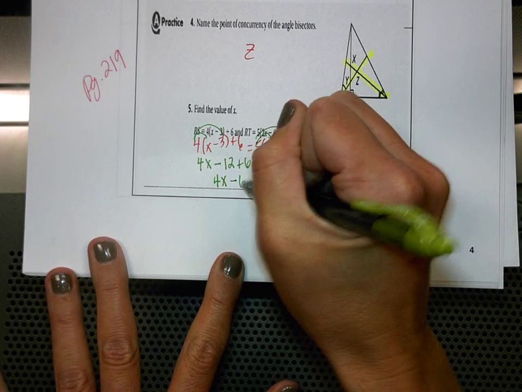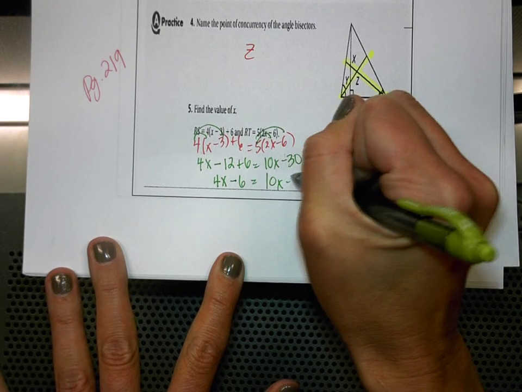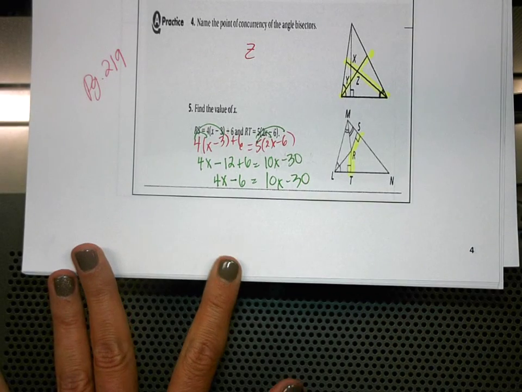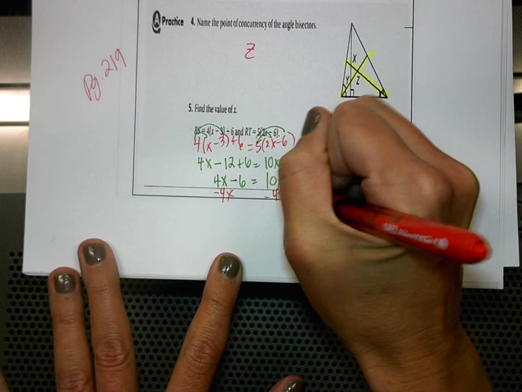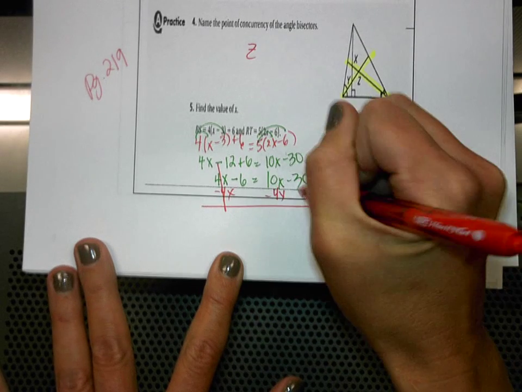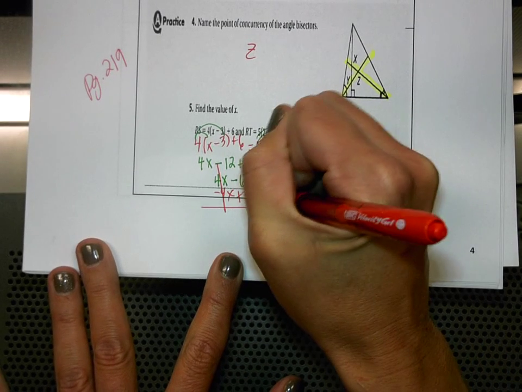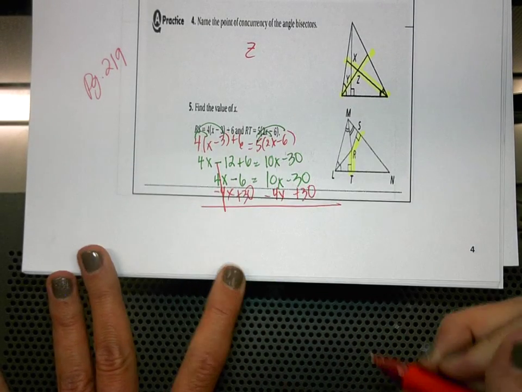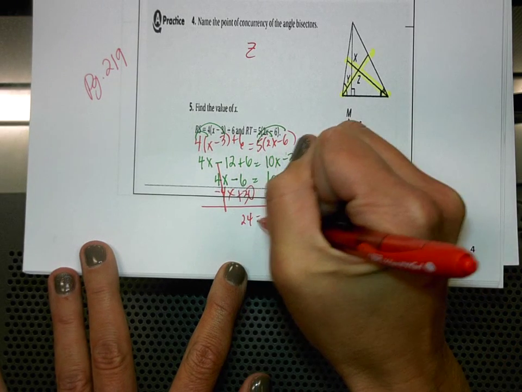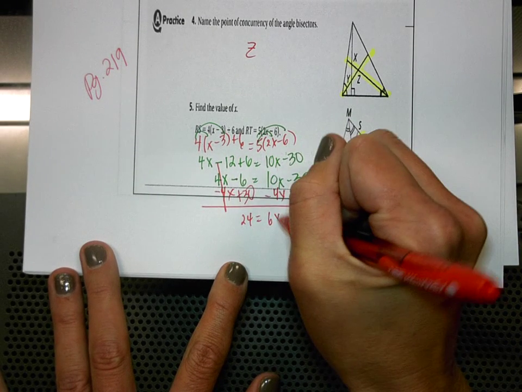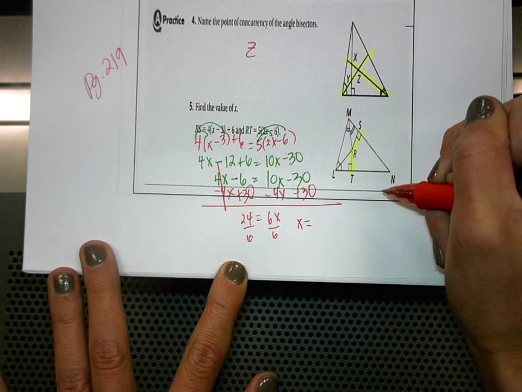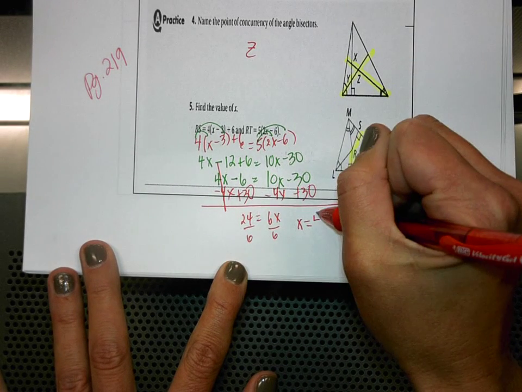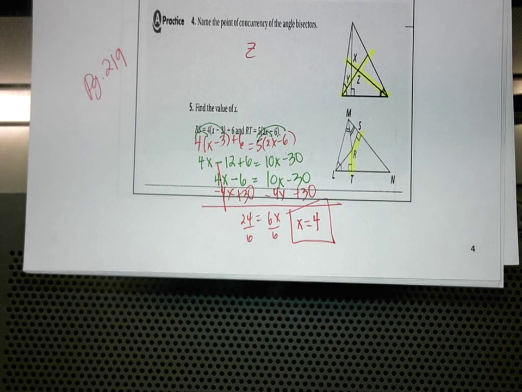Negative 6 equals 10x minus 30. And then we have to solve for x. And so I'm going to subtract 4x to both sides. At the same time, I'm going to add 30 to both sides. Negative 6 and 30 makes 24. And 10 minus 4 is 6, and we divide by 6 to both sides and get x equals 4. Okay, questions there?